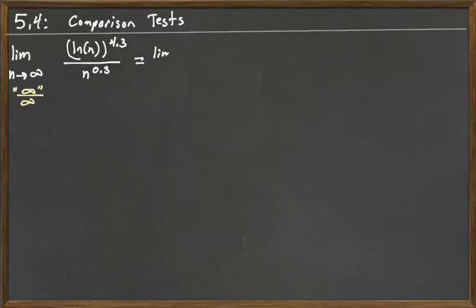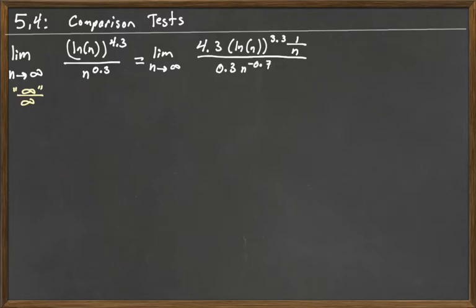So we're going to go ahead and take the derivative of the numerator, which will be 4.3 natural log of n to the 3.3 times 1 over n by the chain rule, and then over 0.3 n to the negative 0.7. That's going to be equal to the limit as n goes to infinity, 4.3 natural log of n to the 3.3. The 1 over n, the n is going to come to the denominator, and n to the negative 0.7 times n to the first will be n to the 0.3. So we'll have 0.3 n to the 0.3.